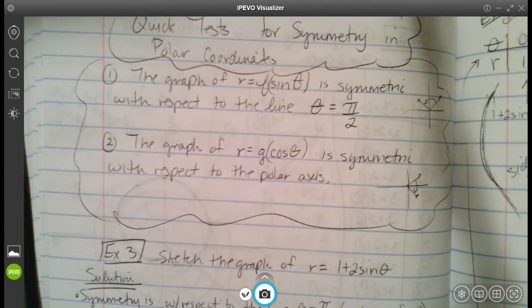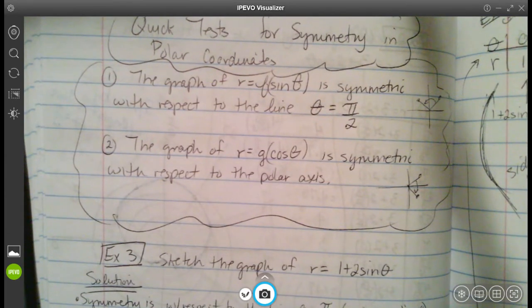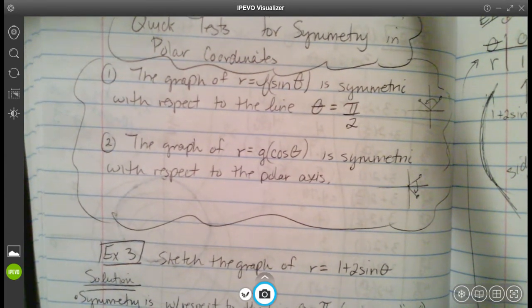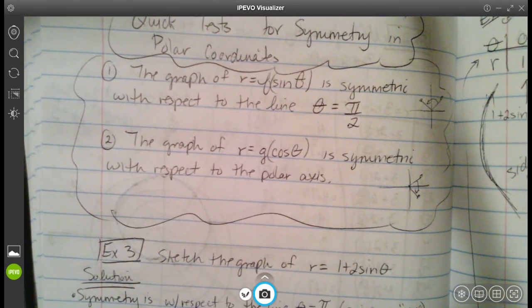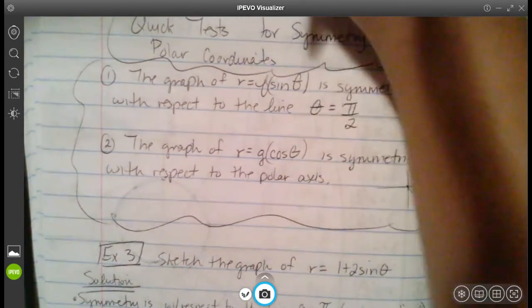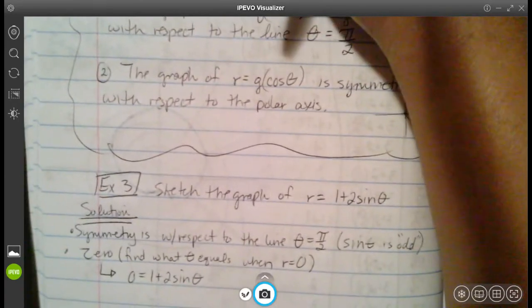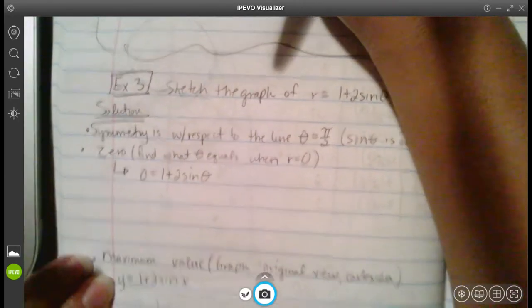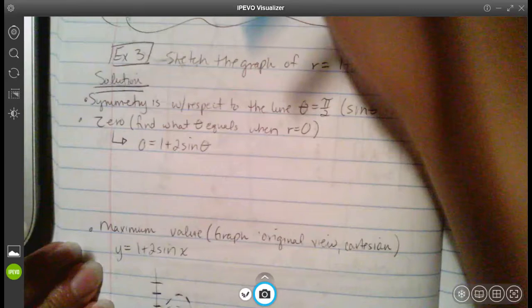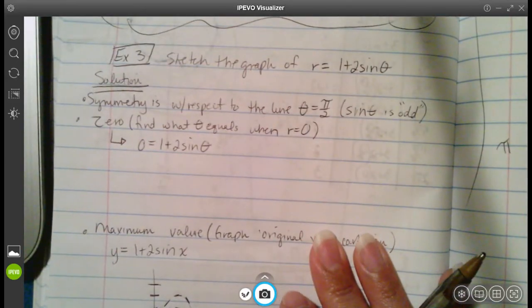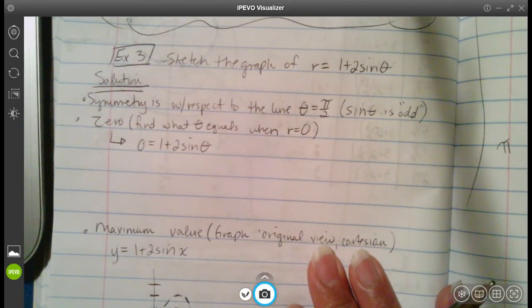Okay. Let's jump right into an example. This one is the last example in the video. Like I said, these do take some time to do. You'll notice even though a lot of them are worked out, it's still taking some time. So this one, I left a few spots open so we can do those together. Example number 3 is to sketch the graph of r equals 1 plus 2 sine theta.